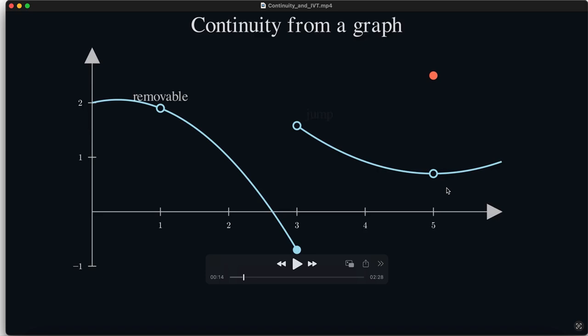How about at 5? 5 is really close. It's actually the closest of the three to being continuous. The limit does exist; if I approach from the left and the right, it's the same. And the function is defined as well. Unlike when x is 1, where the function is not defined, when x is 5, the function is defined. The problem is that the limit and the function do not agree. That's why this is also not continuous.